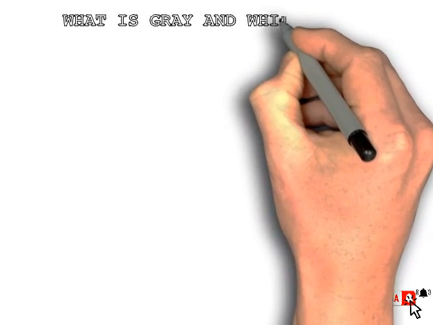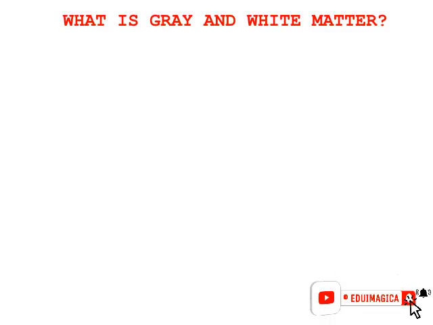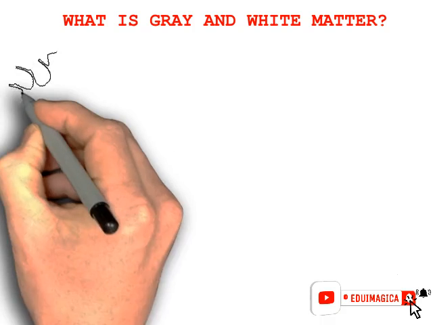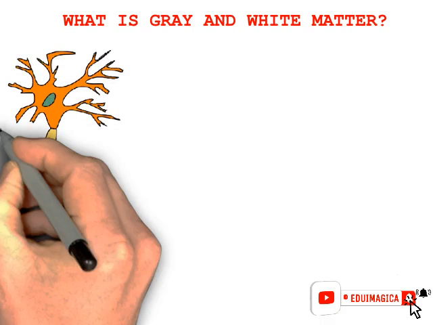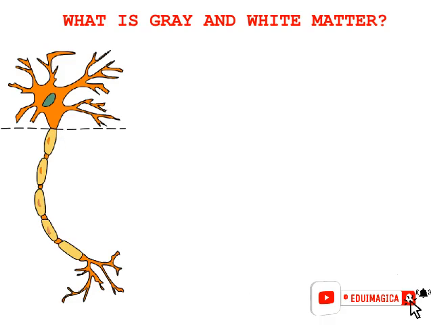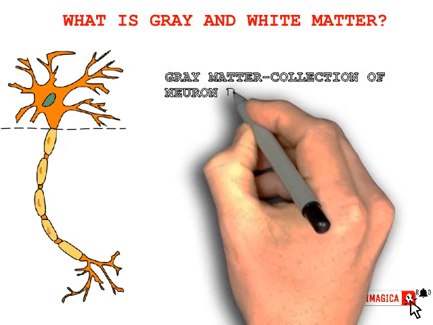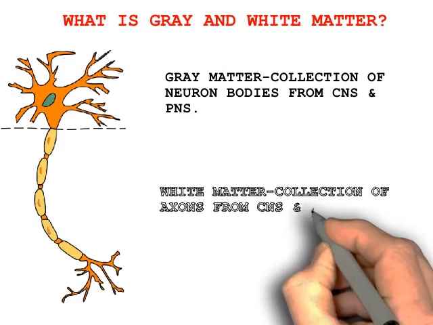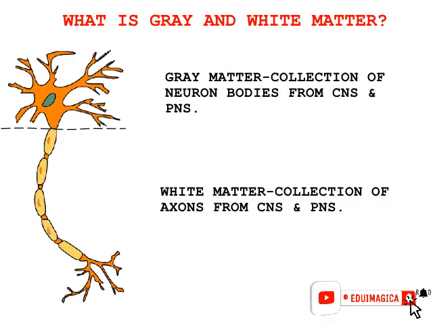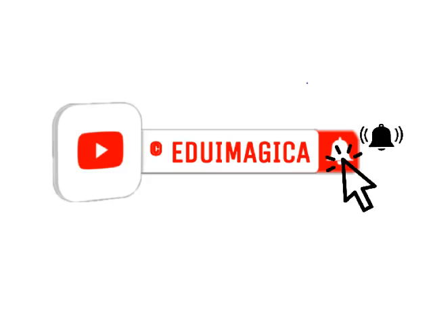Now, this is a very important part. What are gray and white matter? Because a lot of students have confusion about gray and white matter. So, let's study gray and white matter. Here, as we know, the neuron is divided into the body and the axon. So, what is gray matter? Gray matter is the collection of neuron bodies in the central nervous system and the peripheral nervous system, whereas the collection of axons in the central and the peripheral nervous system is the white matter.